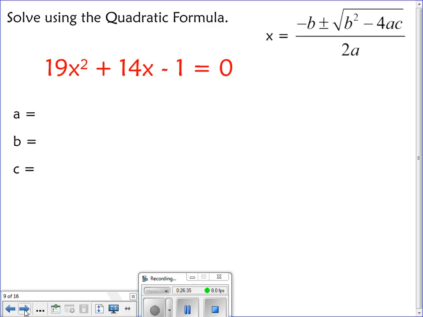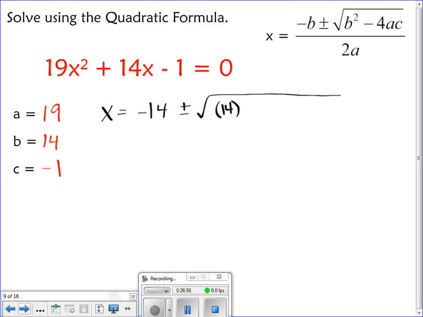All right. So this one, what's your A, B, and C? All right, so then we need to plug the numbers in. So x equals negative b plus or minus square root b squared minus 4 times a times c, all over 2a.